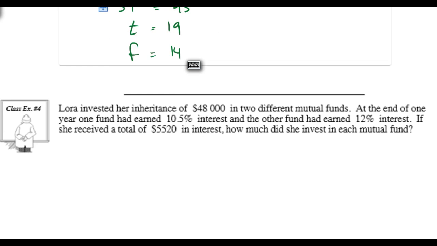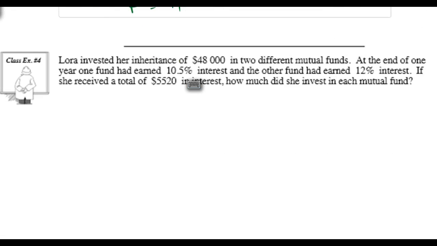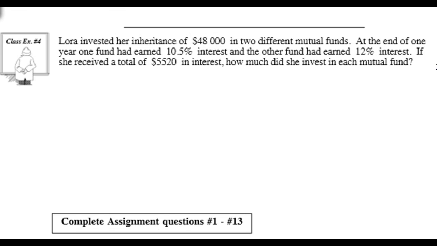Let's go ahead and do a few more here. Okay, so let's do this last one. It says Laura invested her inheritance, $48,000, in two different mutual funds. At the end of 1 year, one fund had earned 10.5% interest, and the other fund earned 12% interest. If she received a total of $5,520 in interest, how much did she invest in each mutual fund?